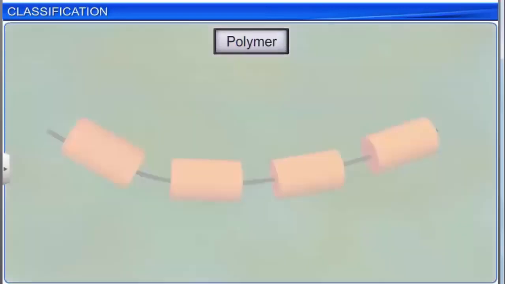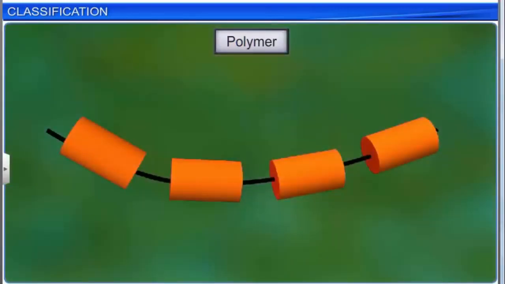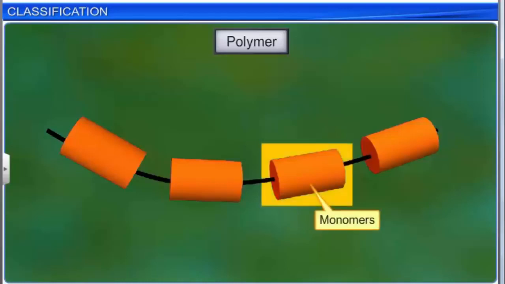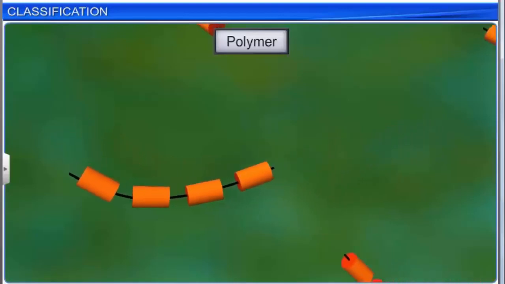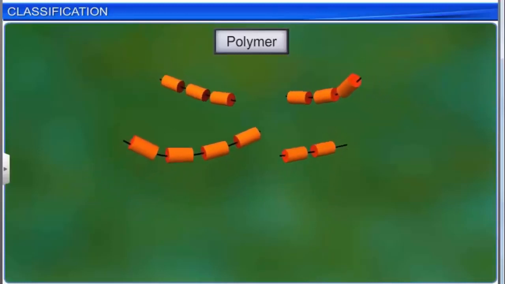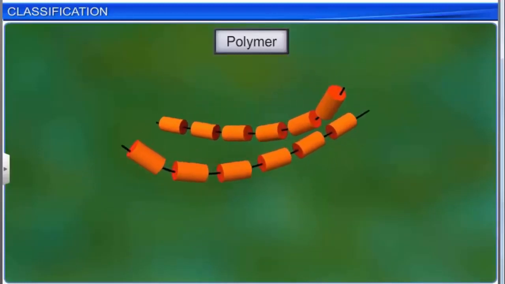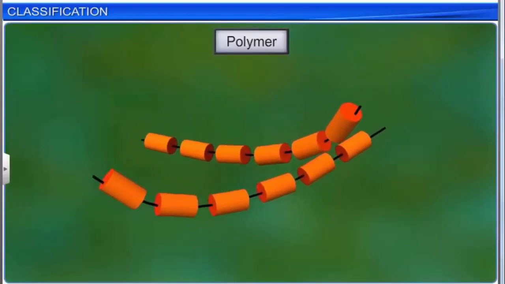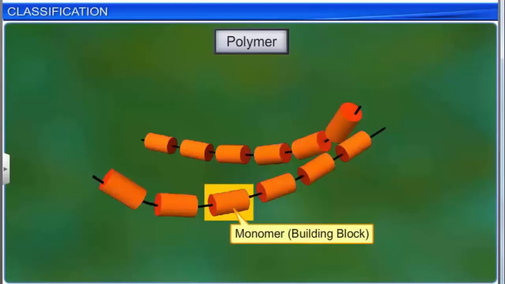So, a polymer can be defined as a compound in which smaller units, called monomers, combine to form a larger unit. In other words, a polymer is formed when many monomers are linked together in a chain. Thus, a monomer is the building block or repeating structural unit of a polymer.